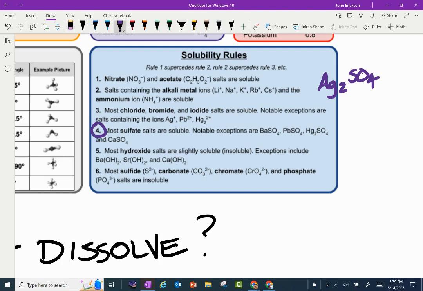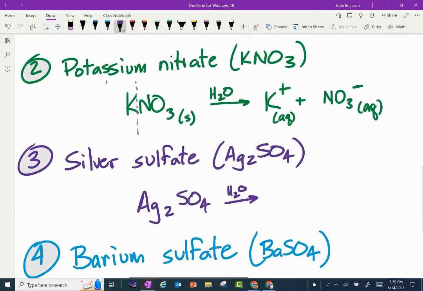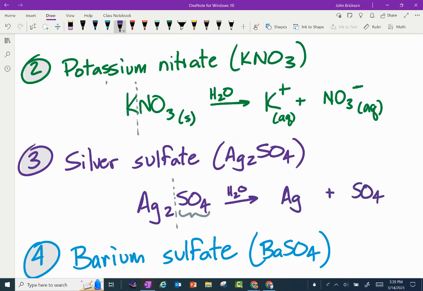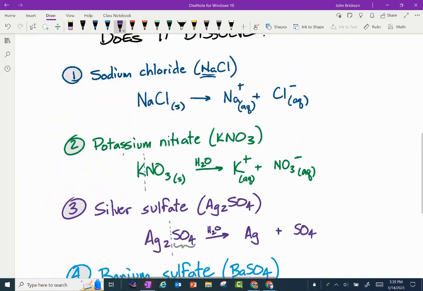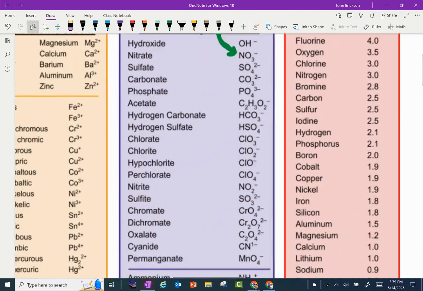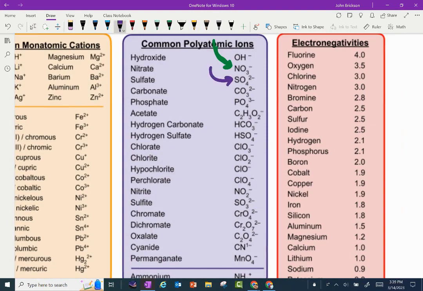Rule 4 is for sulfates, and it says most sulfates are soluble. There are some exceptions, but silver is not one of them. So let's show this dissolving. And we do that again by breaking it up into ions. This again contains a grouping that we call a polyatomic ion. We're going to leave that whole chunk together as a single thing. And that means we've got some silver and some SO4 sulfate. If you don't know the charge of sulfate, you can look it up. Sulfate right here is SO4 2-.